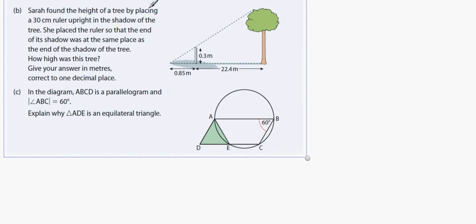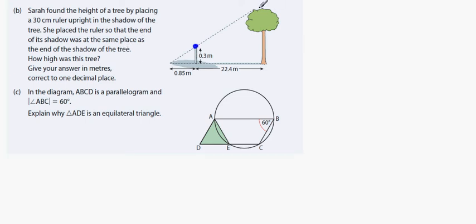Sarah found the height of a tree by placing a 30cm ruler upright in the shadow of the tree. She placed the ruler so that the end of its shadow was at the same place as the end of the shadow of the tree. So she's aligning the tree, okay, based on a triangle.